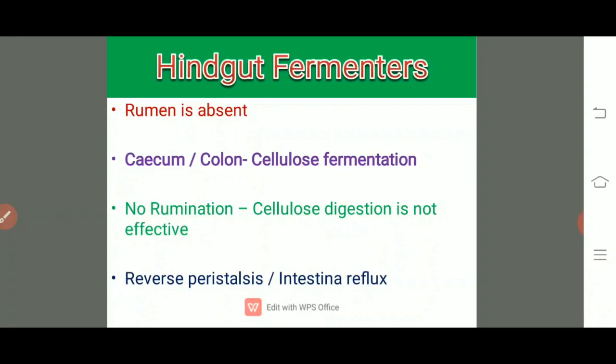And due to the absence of the rumen, they are unable to remasticate the food material, so due to this process there is no appropriate digestion of the cellulose like that in the ruminants. The best examples are the horse and the donkey.